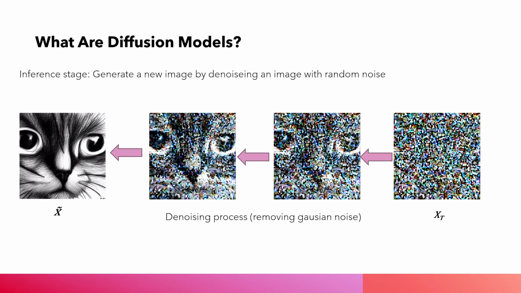At the training stage on the previous slide, we learned how to reconstruct a cat from a garbage image XT. At inference stage, we can reuse this to generate a new garbage image XT prime and reconstruct it into a different cat using the same denoising process.